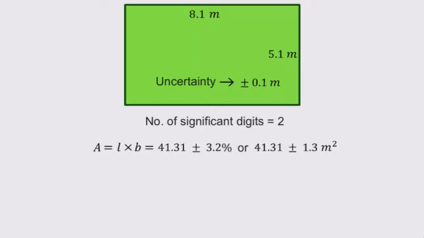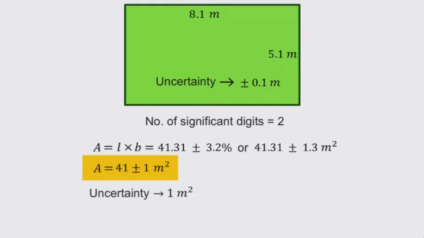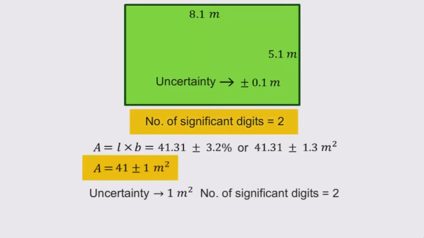We can report this as 41 plus or minus 1 meter square. Here, 1 square meter is the error in the result. Thus, the result also has two significant digits, which is the same as the original data.